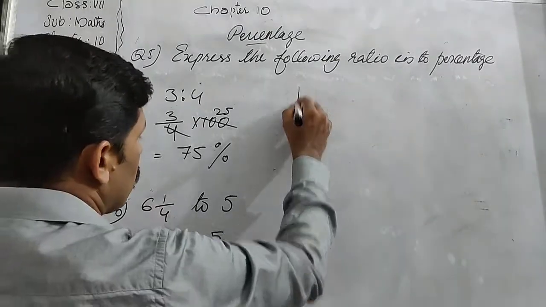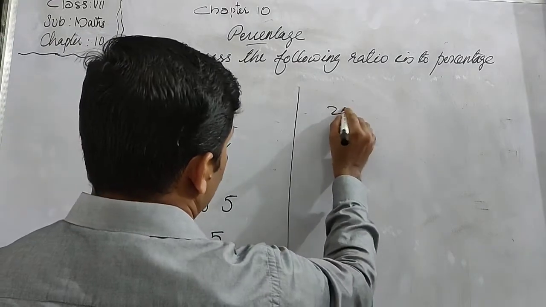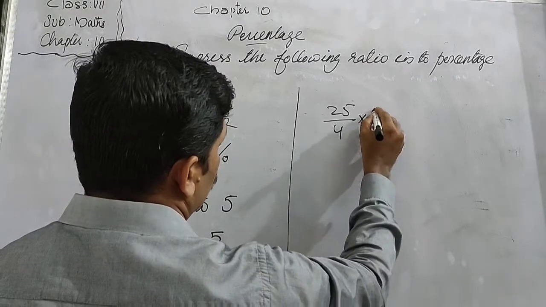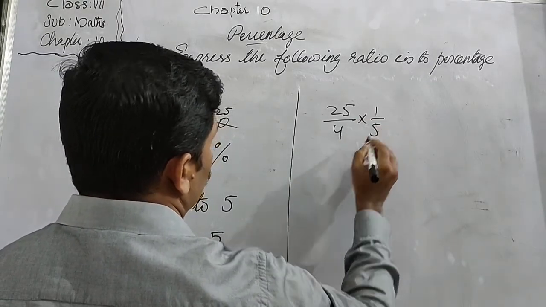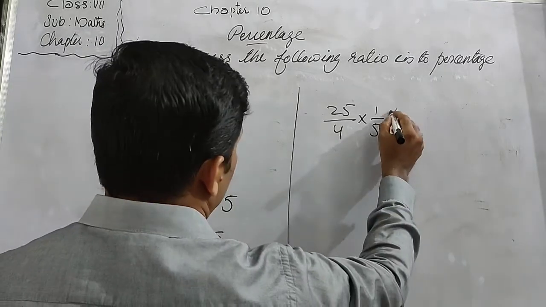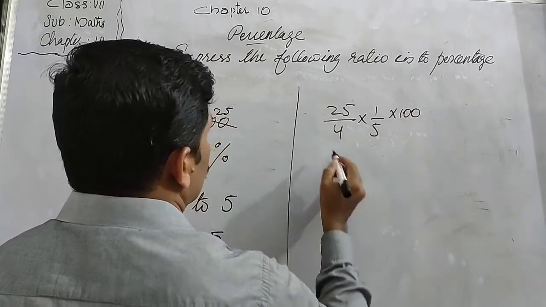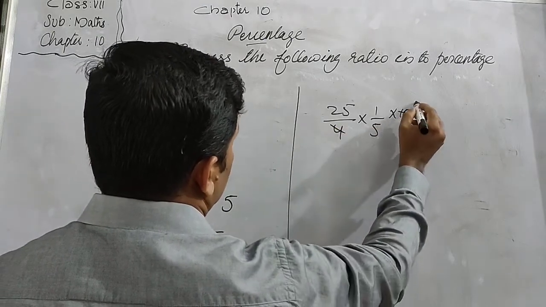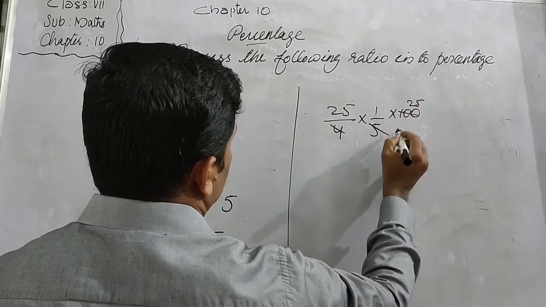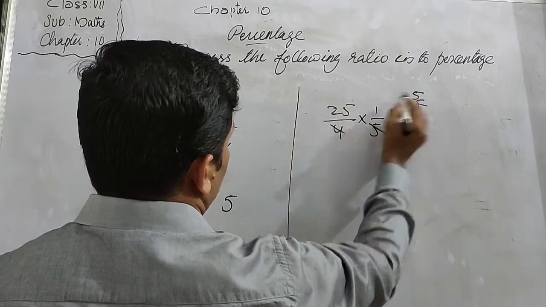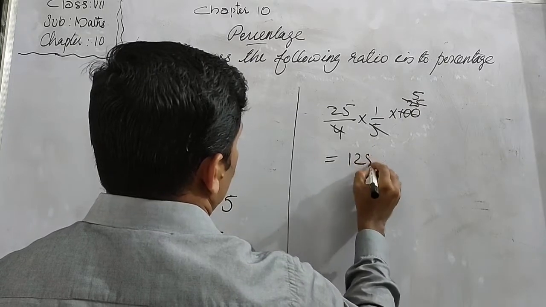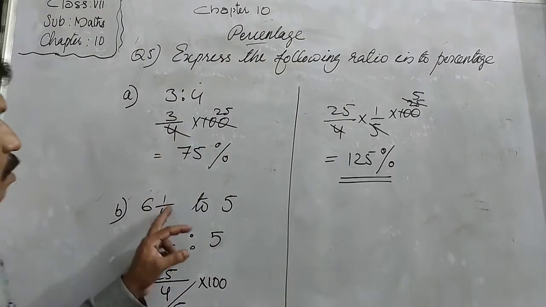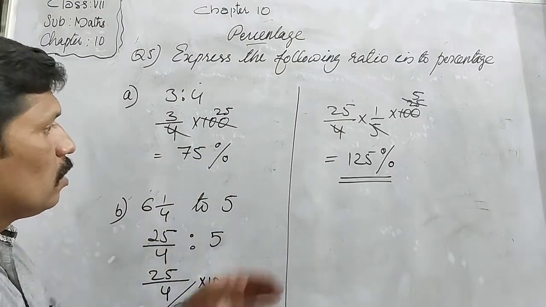So students, here I am going to solve 25 upon 4 divided by 5. Division means multiplication with the reciprocal. 5 means 5 upon 1, its reciprocal is 1 upon 5, into 100. So here we can cancel 4 and 100, we get 25, and 5 and 25 we can cancel, we get 5. Then 25 5s are 125. 125%. That is the ratio. Means 6 1 upon 4 to 5 is equal to 125%.